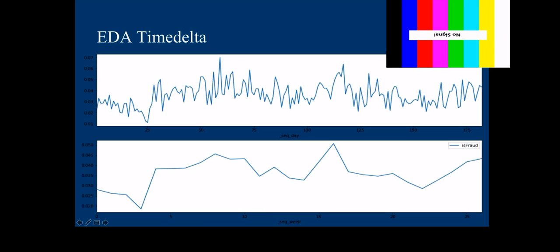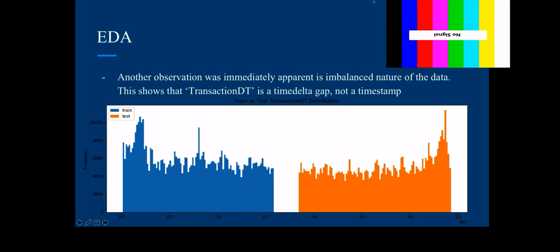This is to help visualize that. We have partitioned it on sequence and then day. It's basically a lot of noise, but we were just trying to visualize that you can understand it's a time delta gap and not an actual timestamp. Below that we did a time sequence and week. For the most part it's noise, but basically we just wanted to help people visualize that you're looking at a time delta gap.